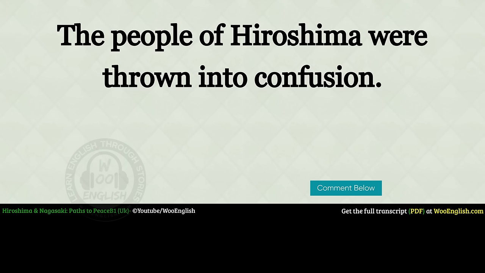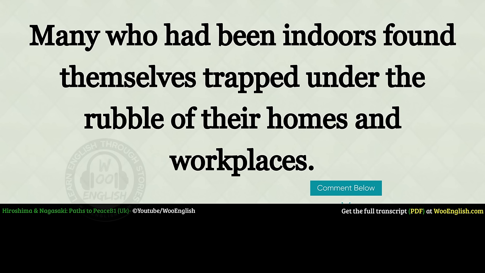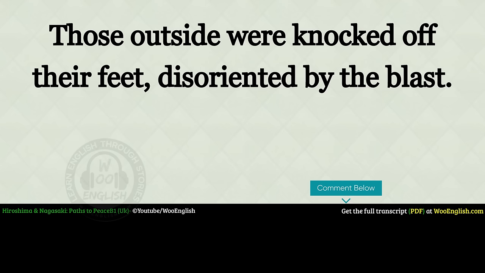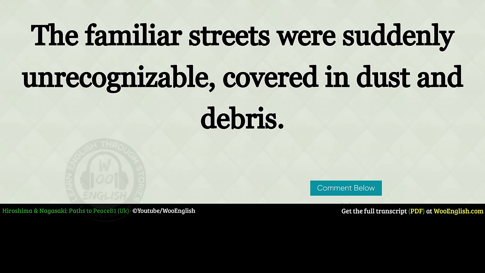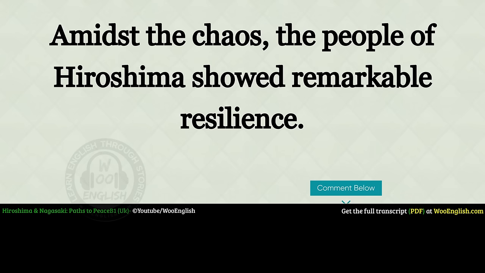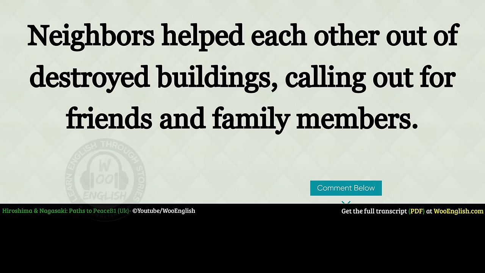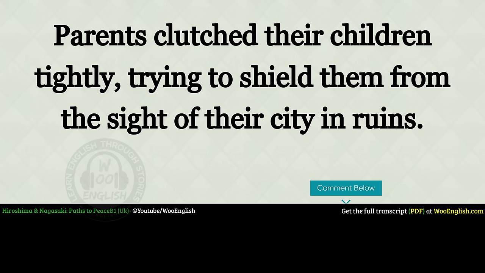The people of Hiroshima were thrown into confusion. Many who had been indoors found themselves trapped under the rubble of their homes and workplaces. Those outside were knocked off their feet, disoriented by the blast. The familiar streets were suddenly unrecognizable, covered in dust and debris. Amidst the chaos, the people of Hiroshima showed remarkable resilience. Neighbors helped each other out of destroyed buildings, calling out for friends and family members. Parents clutched their children tightly, trying to shield them from the sight of their city in ruins.